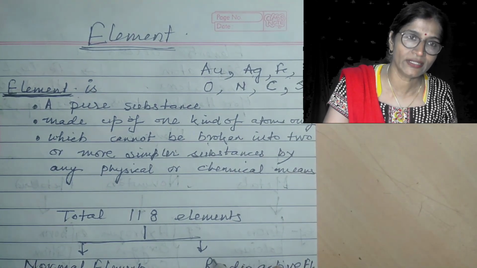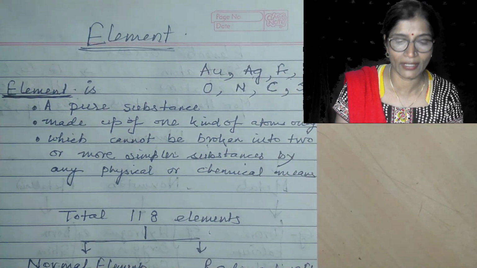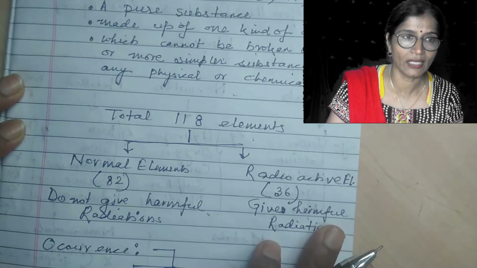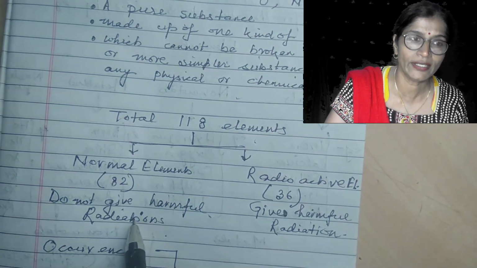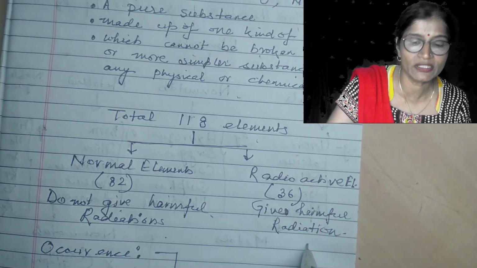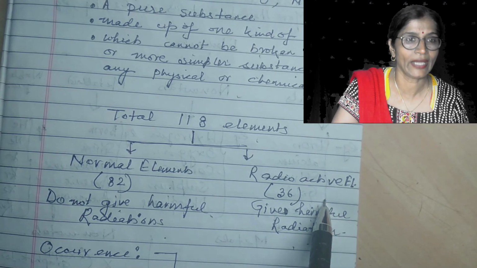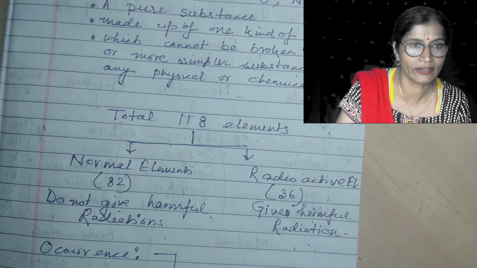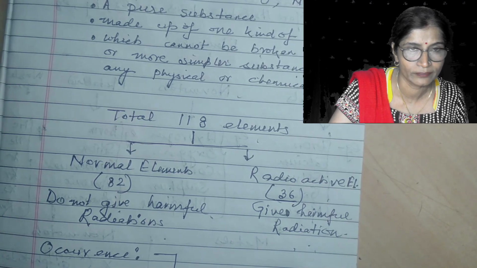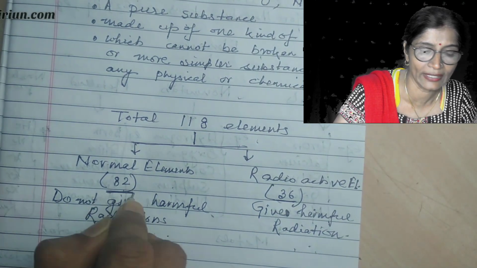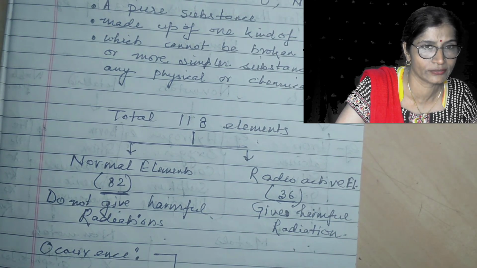Now, how many elements are there in nature? 118 elements are there. Some elements do not give harmful radiations, and we call them normal elements. There are 82 normal elements. Some elements give harmful radiations, and they are known as radioactive elements. In total there are 36 radioactive elements and 82 normal elements. You have heard about radium. Radium is a radioactive element.